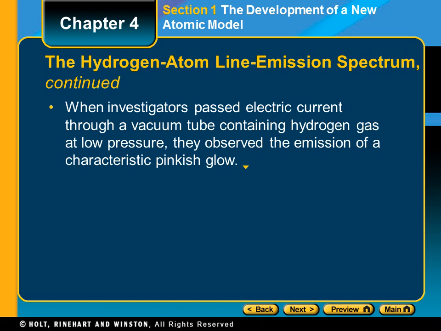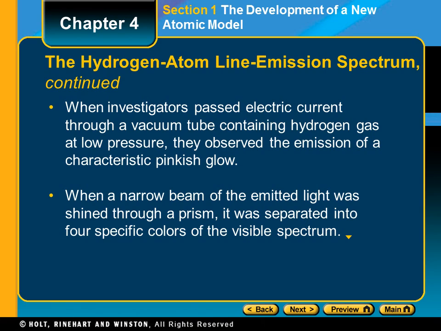So what are ways that we would increase energy in an atom or put an atom into an excited state? Well, one of the ways is through electric current. When investigators were studying this kind of stuff, they passed electric current through a vacuum tube that had just hydrogen gas at low pressure. They observed the emission of a characteristic pinkish glow. So you excite the hydrogen atoms, you put them into an excited state using electricity, and all of a sudden you start to see this pinkish glow.